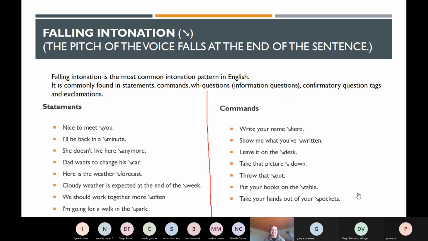Commands, right? Commands. Leave it on the desk. Take the picture down. Excellent, you did wonderful because you sounded very sure about yourself, right? You really meant it. Like, throw that out. Okay, good, excellent.